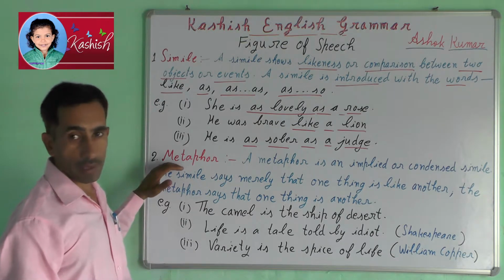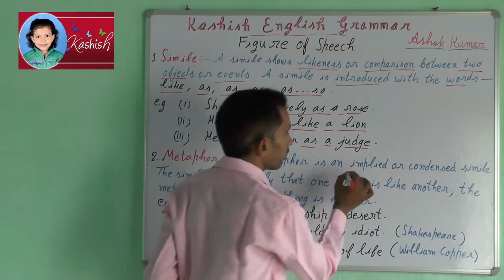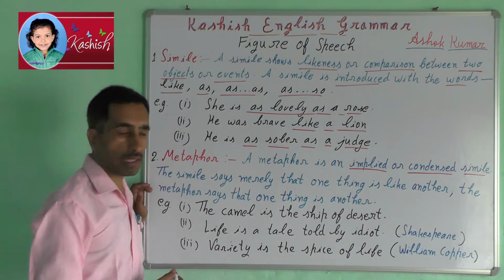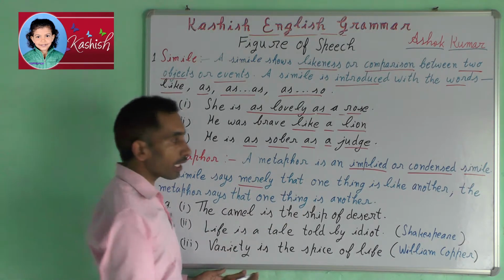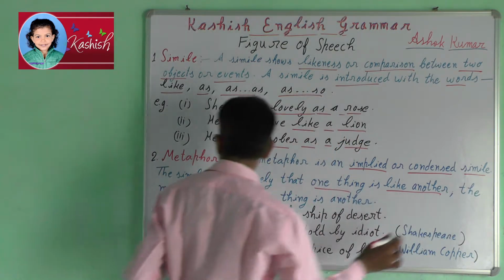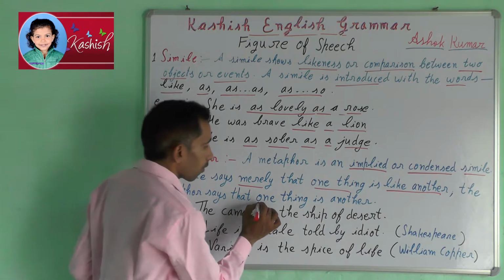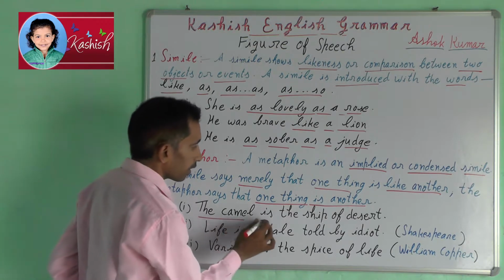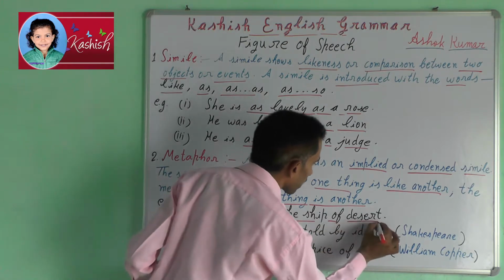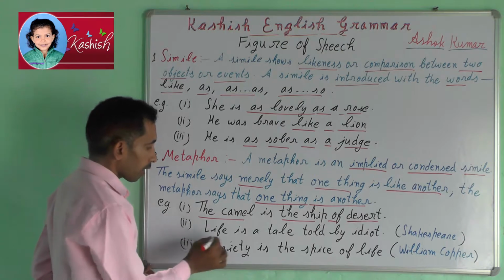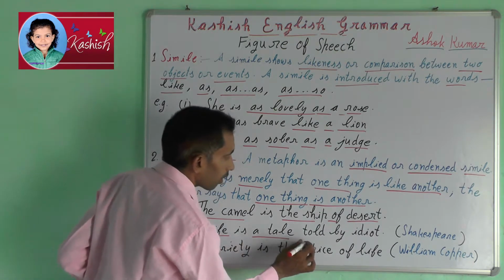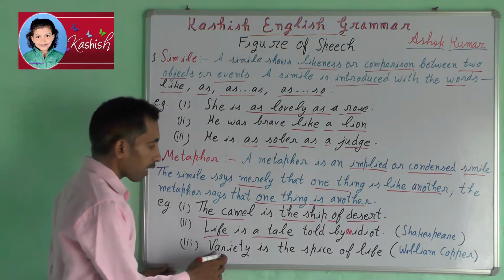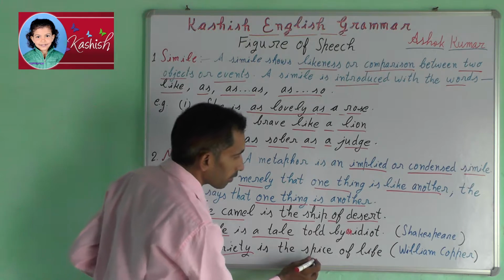Second, metaphor. A metaphor is an implied or condensed simile. The simile says merely that one thing is like another. The metaphor says that one thing is another. For example, the camel is the ship of the desert. Next, life is a tale told by an idiot. Next, variety is the spice of life.